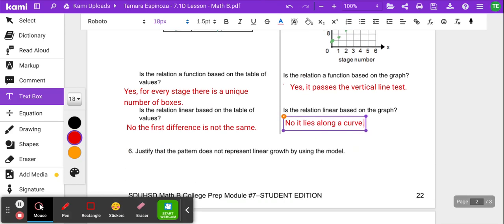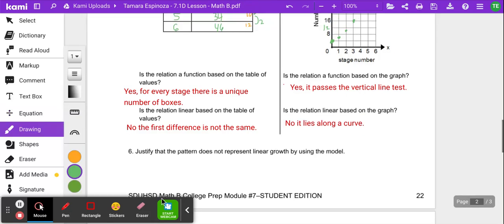Justify that the pattern does not represent linear growth by the model. So in the model, it's going in two directions. The bottom is getting wider and the top, the middle column, is getting taller.